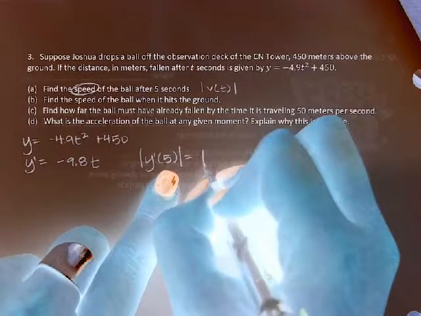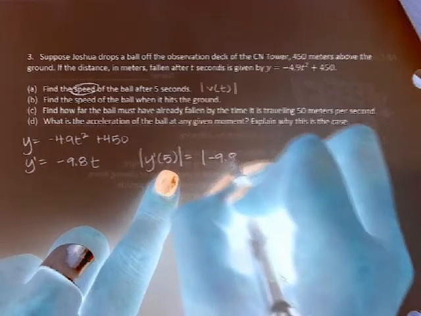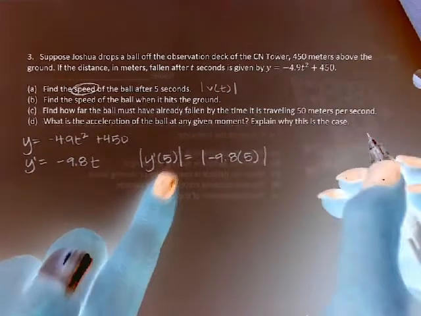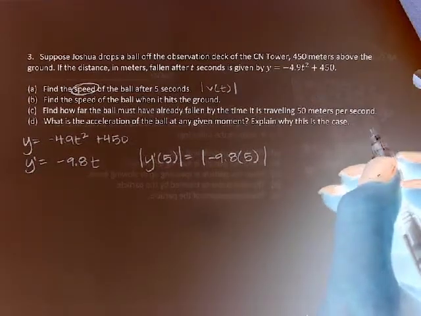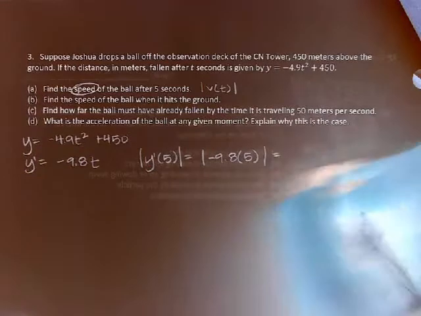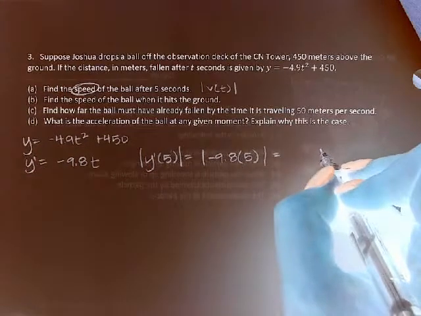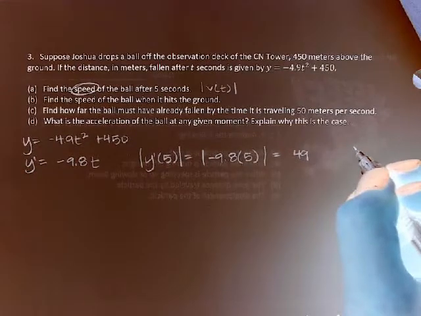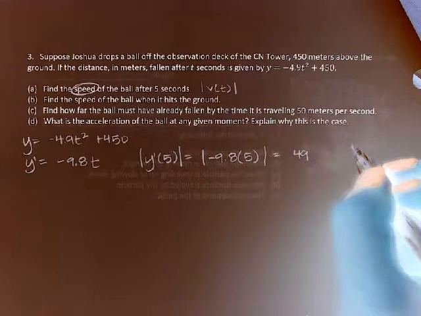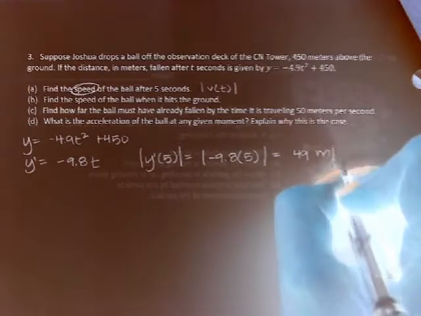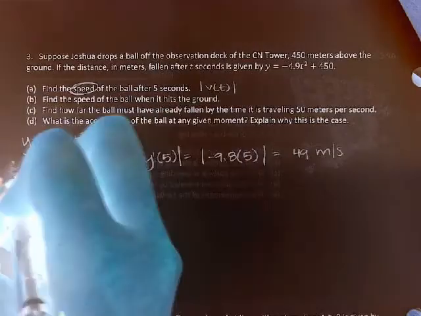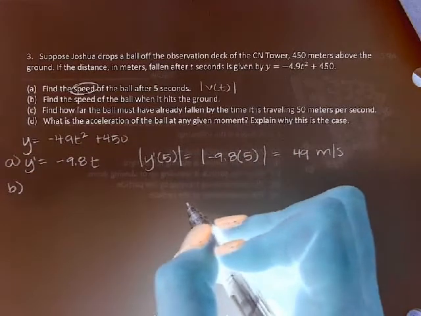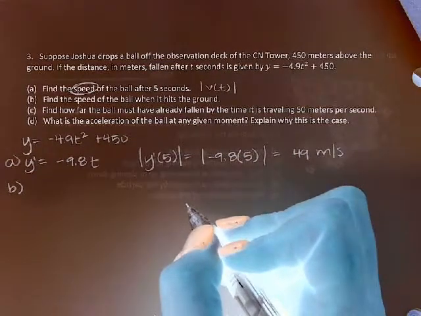So we're going to say it's the absolute value of negative 9.8 times 5. And you can go ahead and use a calculator if you want. What do you get? 49. So we're going to say 49. And then what should the units be for speed? Meters per second. Okay, so that was part A. Part B says find the speed of the ball when it hits the ground.